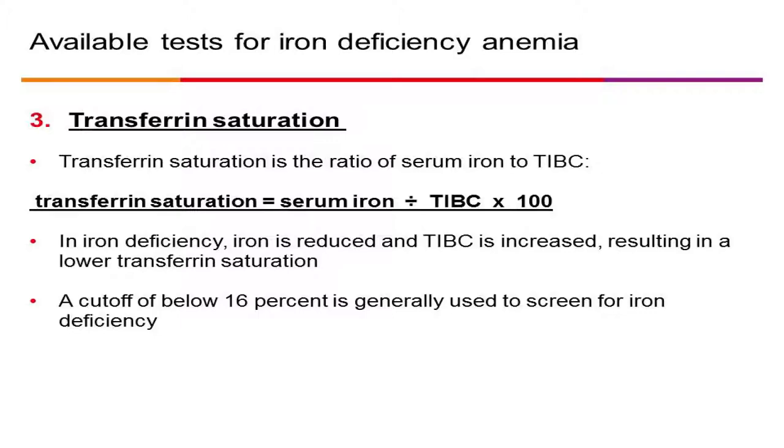So a cutoff point, usually we take it as iron deficiency anemia, less than 16% is the cutoff point to indicate iron deficiency anemia.